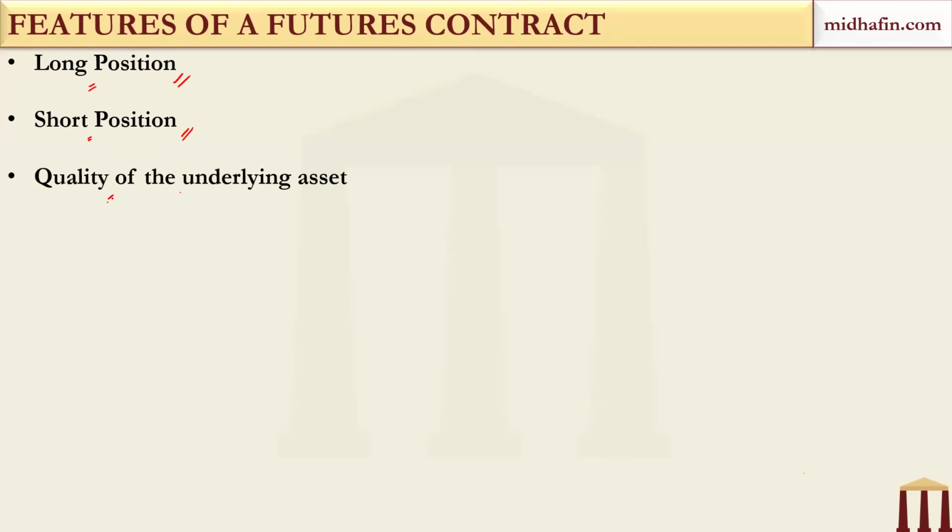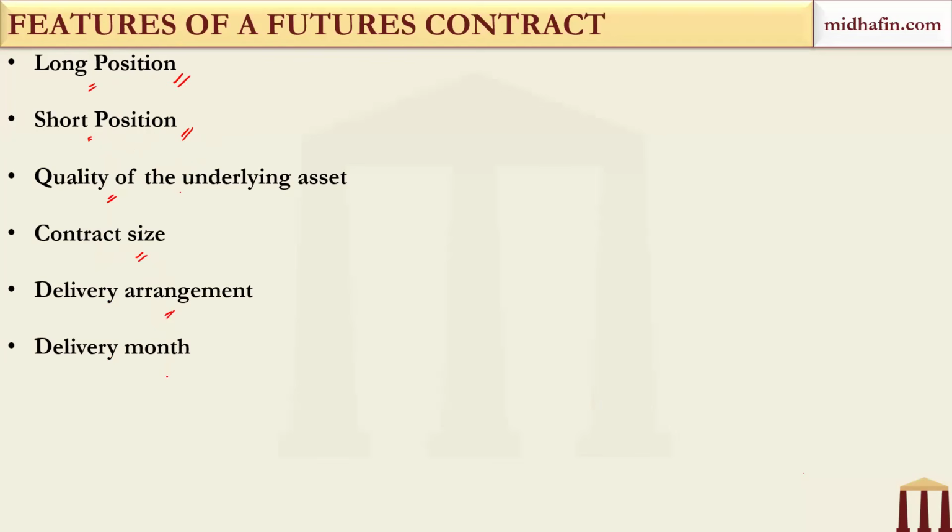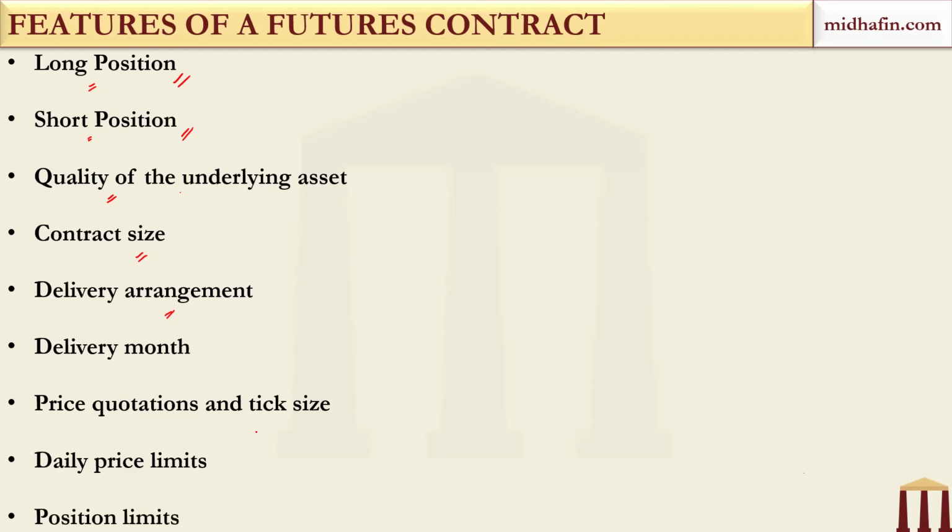Then quality is also important for a futures contract. It has to be specified. Contract size has to be specified. Delivery arrangements have to be specified. Delivery months have to be specified. Price quotations, tick size, daily price limits, and position limits. These features are very, very important. Please go through them, just their definitions quickly, when you go through the theoretical part later on.